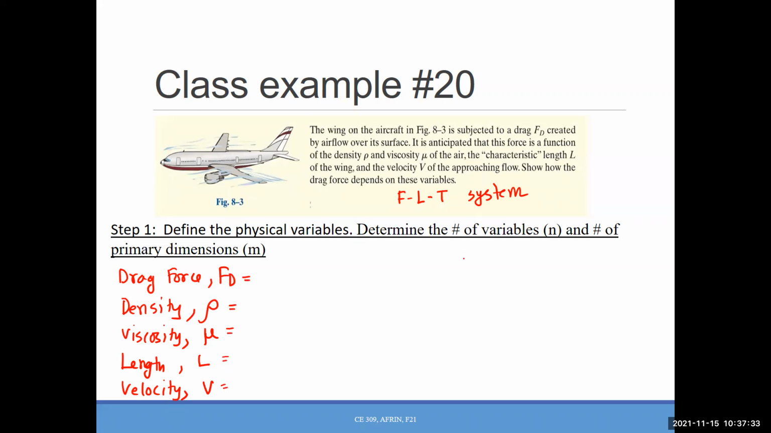Okay. So number of variables n. What will be the value of n? How many variables are we dealing with here? 1, 2, 3, 4, 5 actually, including the drag force, because we will consider that one also. So 5. Okay. Number of primary dimensions, I don't know yet, but we will work on that.